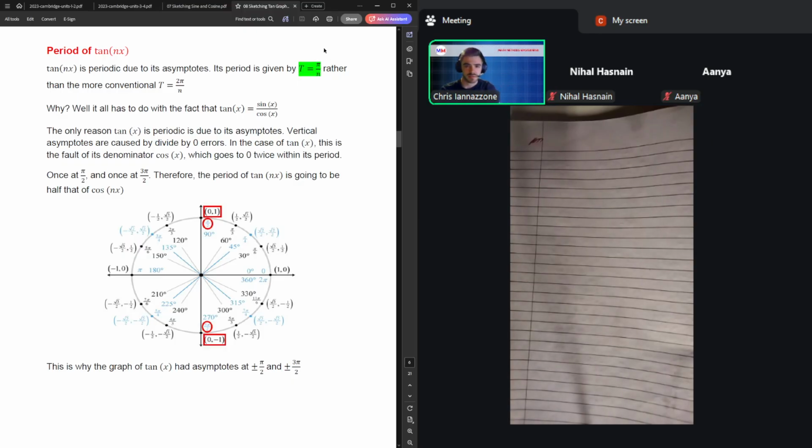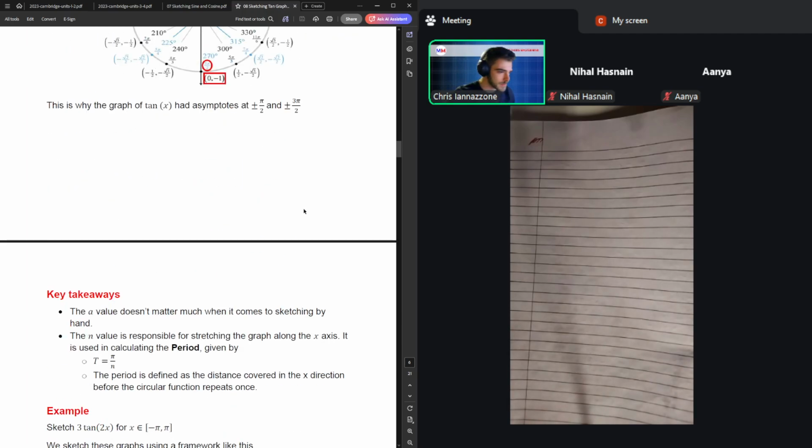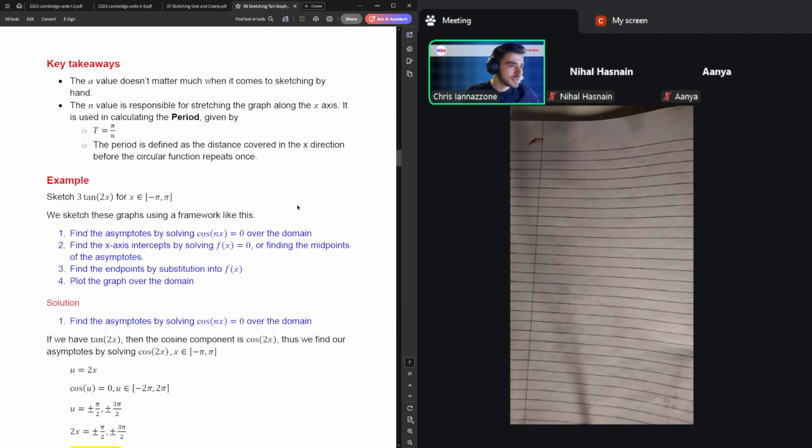Because this is something you'll have to have in your head. This won't be on a formula sheet, for instance. Cool. Yeah, so if you do need to calculate the period, it'll be pi divided by n.